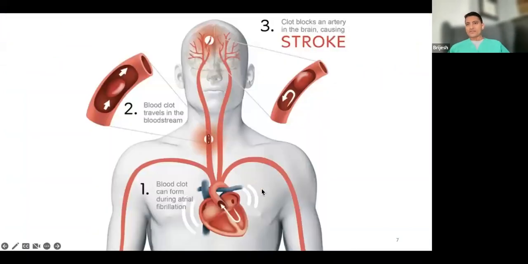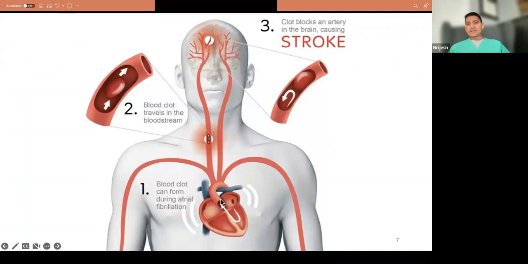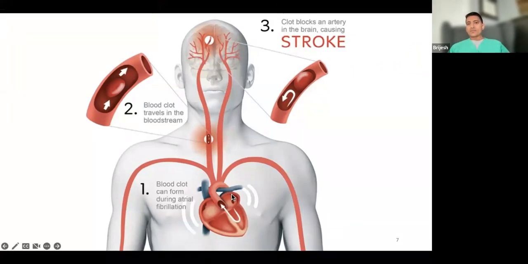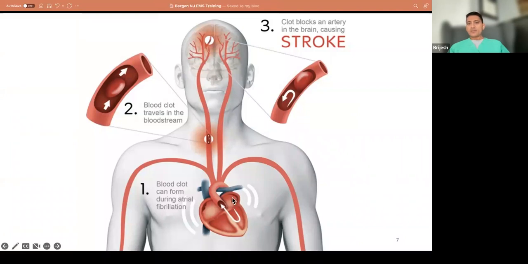Another cause is atrial fibrillation. And so that's the irregular rhythm within the heart, the atrium of the heart. So every time the heart is pumping, we want that rhythm to be regular so that blood is not just hanging around within the chambers of the heart. But when the rhythm becomes irregular, it causes stasis of blood within the chambers of the heart, the atria, and then that predisposes them to forming blood clots.